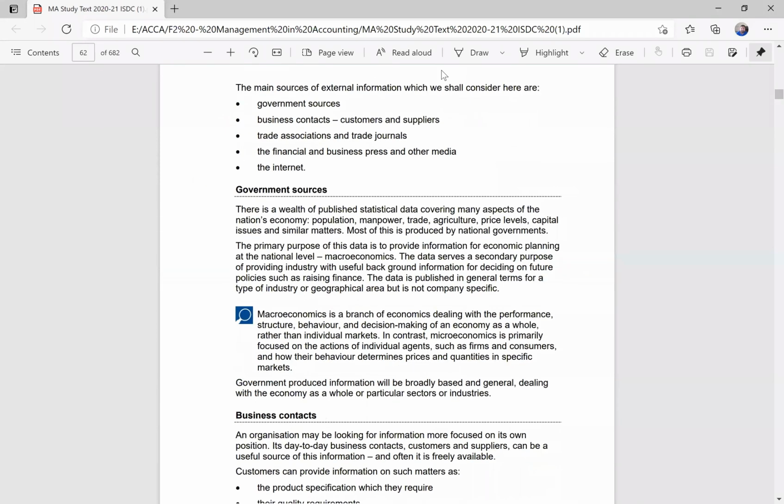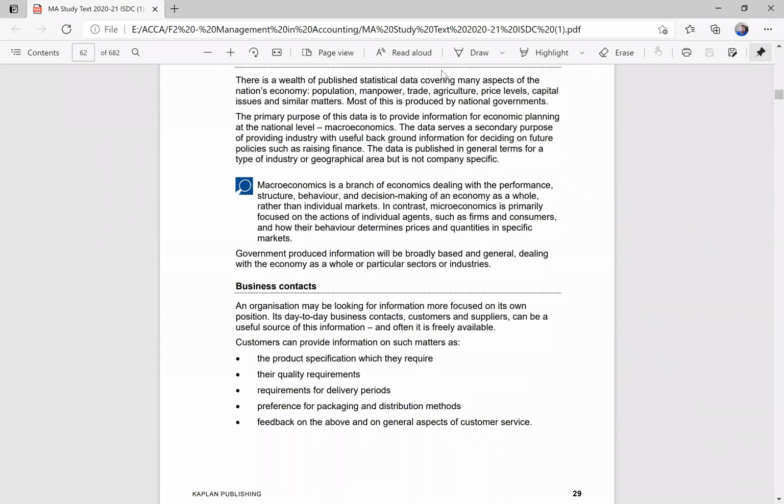Other than that, business contacts. We have a lot of contacts that we keep with ourselves so that we can deal with people very easily and use the information that they're providing. So, information availability is a major requirement, right?